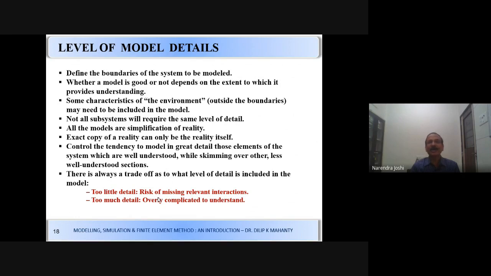Whether a model is good or not depends on the extent to which it provides understanding. Some characteristics of the environment that is outside the boundaries may need to be included in the model. Not all subsystems will require the same level of detail. All the models are simplifications of reality. Always remember, too little detail, risk of missing relevant interactions, and too much detail, overly complicated to understand. So these two last points are very important in modeling. It should be optimal, it should not be too less or too much, so that we lose our focus.